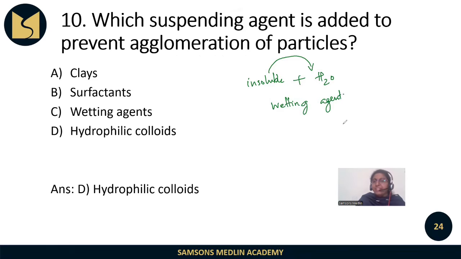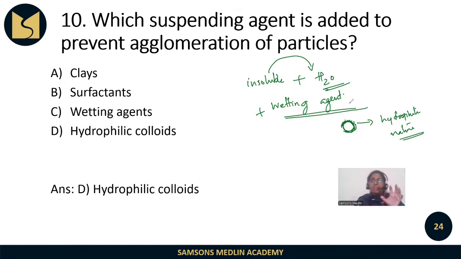Okay, when the wetting agent is added, what will happen? Suppose this is the insoluble solid particle. It will make changes over the surface of this particle and give it a hydrophilic nature so that it can easily mix with the water. But that is not the complete step. That is the first step when we are preparing the suspension. After the addition of the wetting agent, we will proceed with the addition of suspending agents, such as clays. So the wetting agent is also necessary and a very important part in the formulation of a suspension. But the answer for this question is hydrophilic colloids.